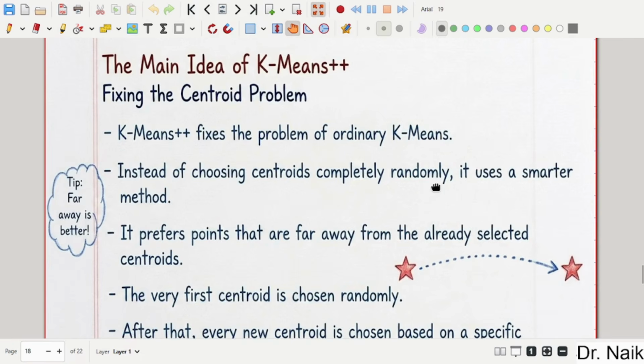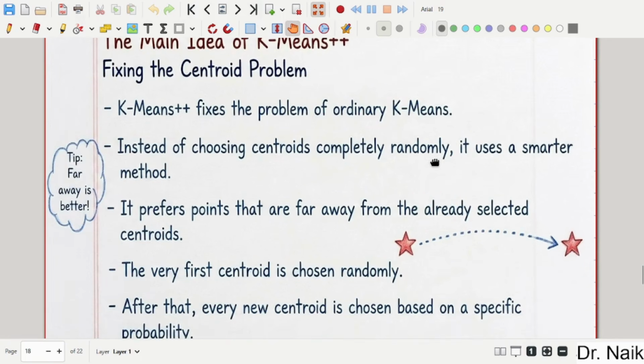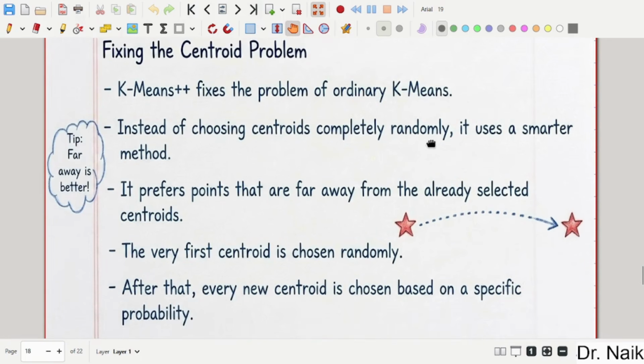The main idea of k-means++ is to fix the centroid problem of ordinary k-means. Instead of choosing centroids completely randomly, it uses a smarter method. It prefers points that are far away from the already selected centroids. The very first centroid is chosen randomly. After that, every new centroid is chosen based on a specific probability.